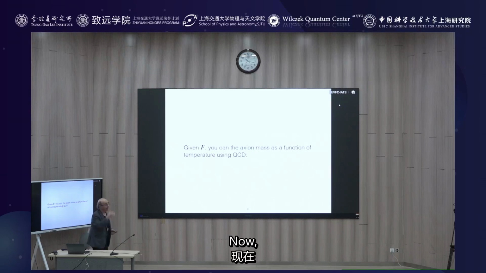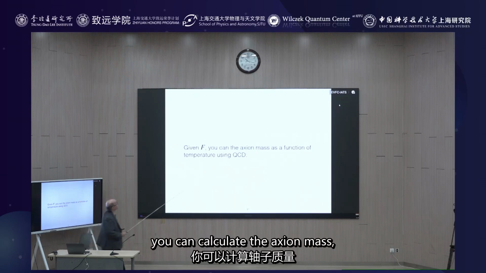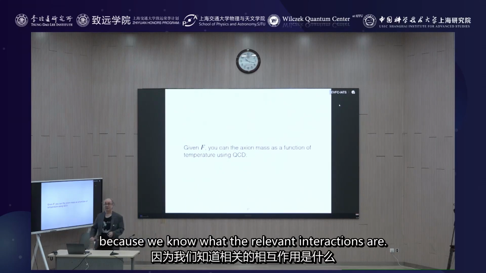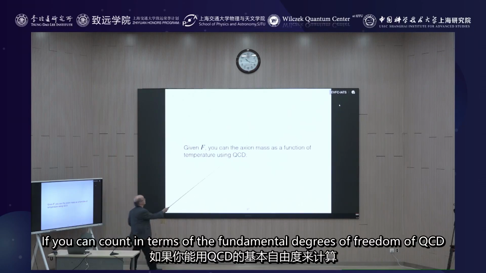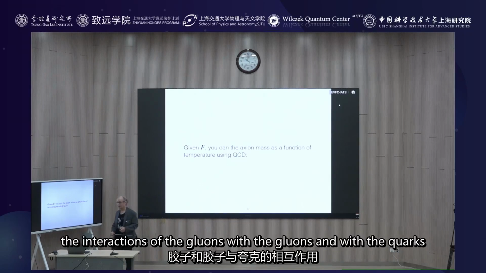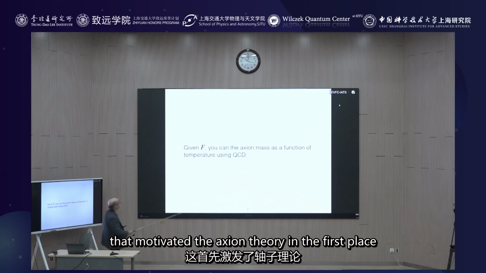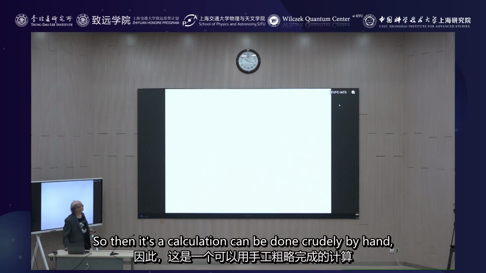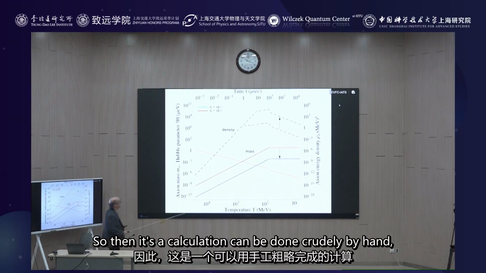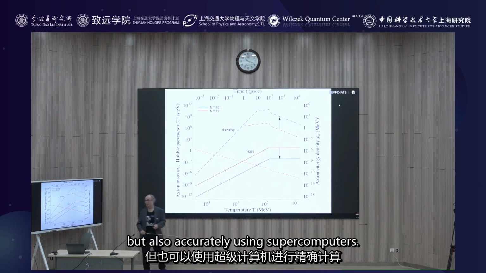Okay, so now you can calculate the axion mass because we know what the relevant interactions are. If you can calculate in terms of the fundamental degrees of freedom of QCD, the interactions of the gluons with the gluons and with the quarks that motivated the axion theory in the first place are quite precisely prescribed once you know what F is. So then it's a calculation that can be done crudely by hand, but also accurately using supercomputers.